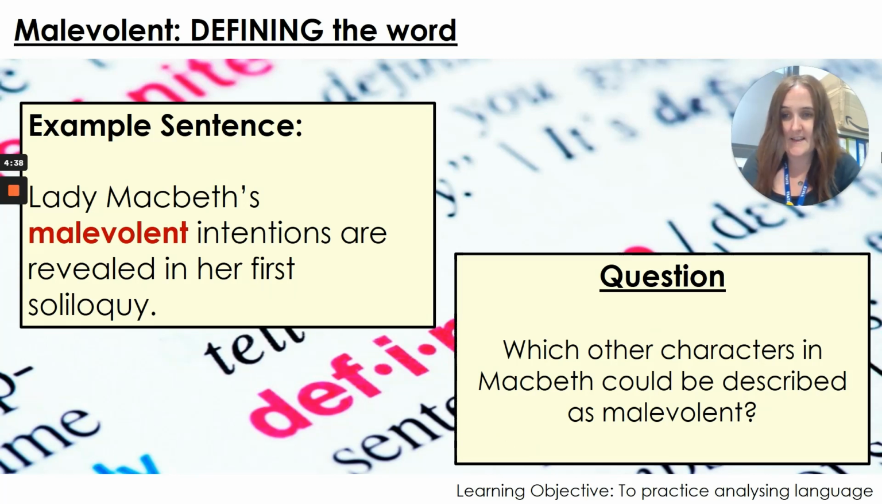So here it is in a sentence then. So Lady Macbeth's malevolent intentions are revealed in her first soliloquy. So my question then to have a think about is, which other characters in Macbeth could be described as malevolent? Have a think.